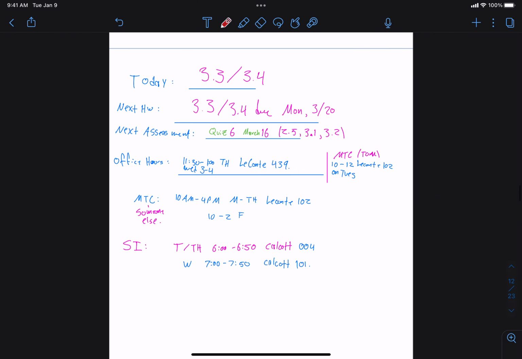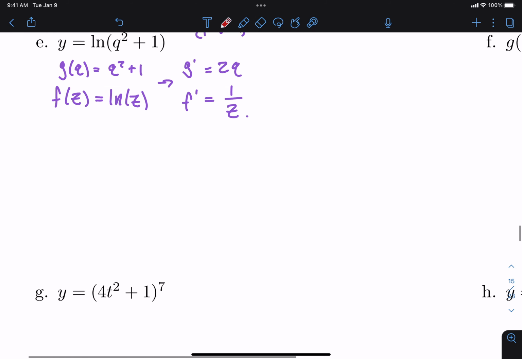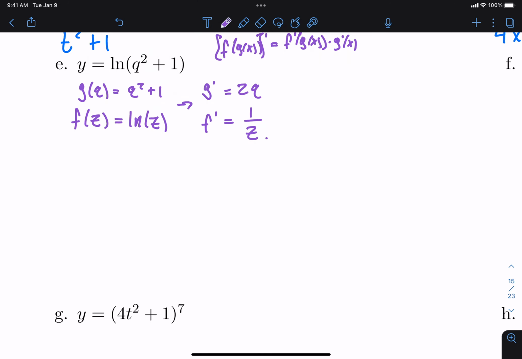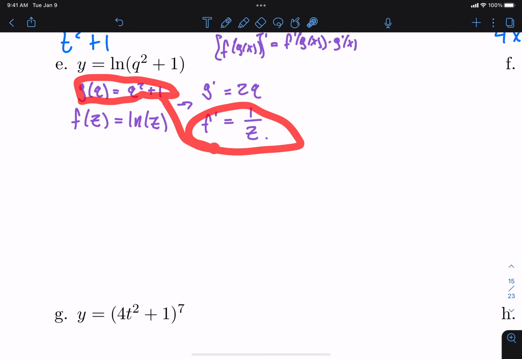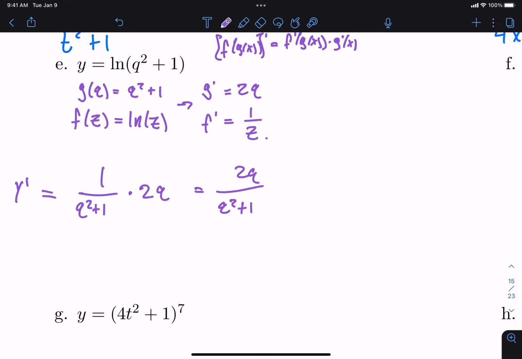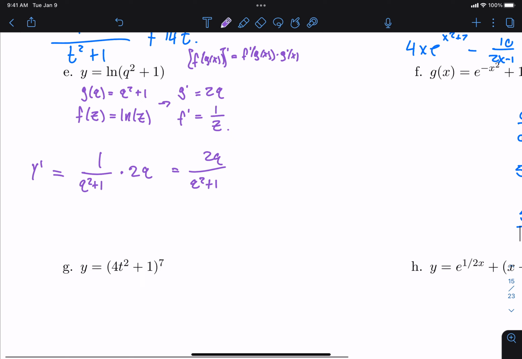So that was, where did it go? Oh, so we're not quite done yet, right? We still have to apply the formula, which says I need to plug in the g function into the f prime function. So I'm going to replace 1 over z with 1 over q squared plus 1. And then I'm going to multiply by g prime, which in this case is 2q. So I get 2q over q squared plus 1 as my y prime. Any questions on that one?